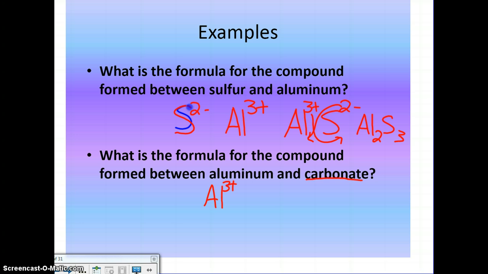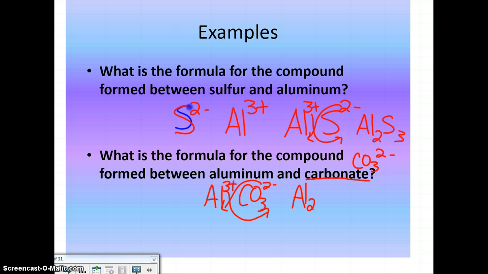And we have carbonate. Now be careful, this is not carbon. This is a polyatomic ion, CO3 2-. Okay, so you have to be careful of those because they'll sneak up on you. That's our negative ion, and then we're going to swap and drop. So the 3 is going to come down, and the 2 is going to go over here.